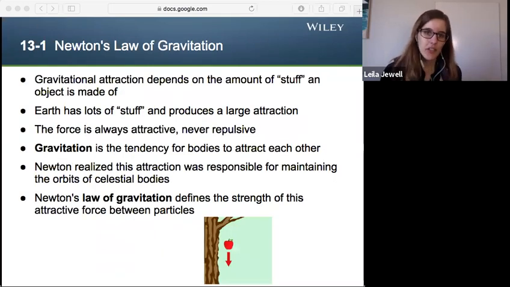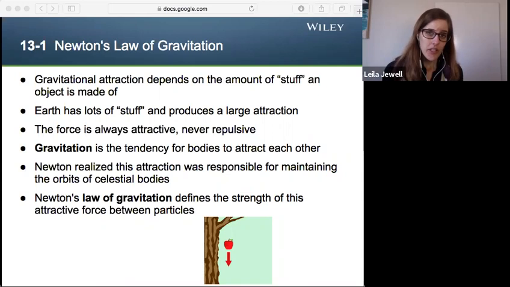So this gravitational attraction will depend on the amount of stuff an object is made of. Earth has a lot of stuff, mass, right? And so it produces a very large attraction. Interestingly, this force is always attractive. It's never a repulsive force. So it's always pulling closer. There isn't a way to make it repel. Gravitation is the formal term for the tendency of bodies to attract one another.